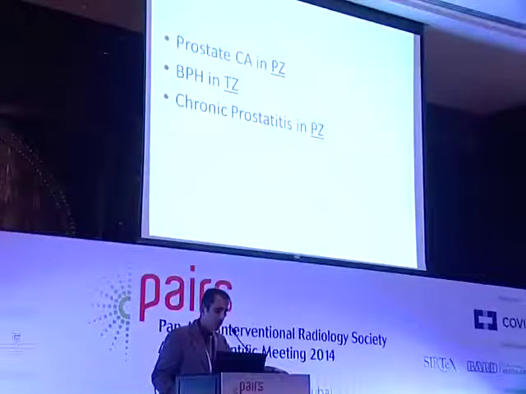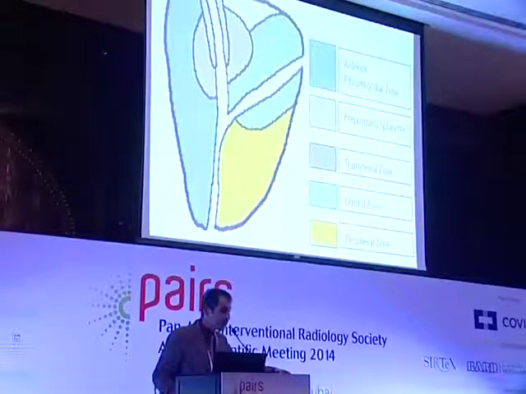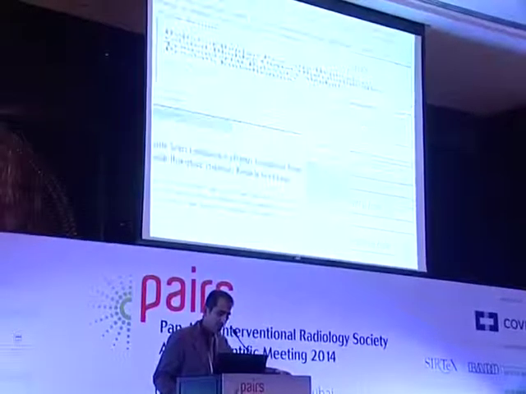As you all know, prostate cancer mainly happens, more than 70%, in the peripheral zone. BPH is in the transitional zone. Chronic prostatitis also mainly affects the peripheral zone. These are just a few slides on the distribution of those zones, as it's important if you are doing an endorectal ultrasound examination.